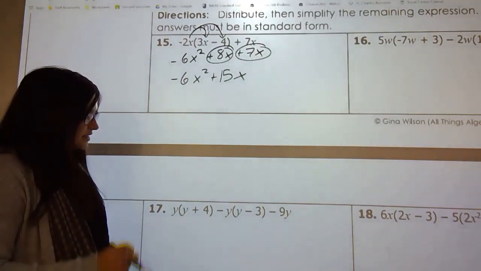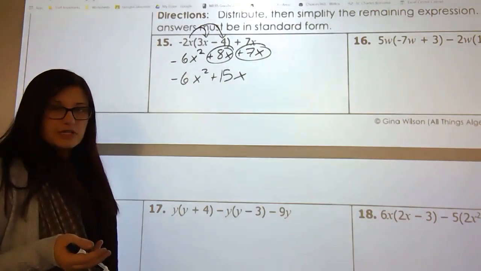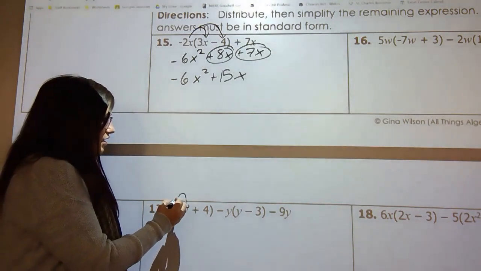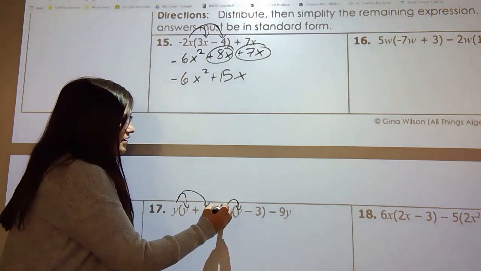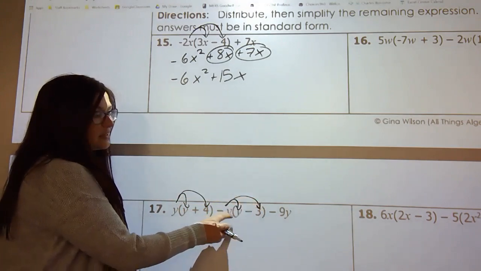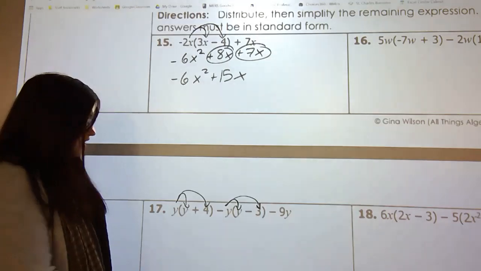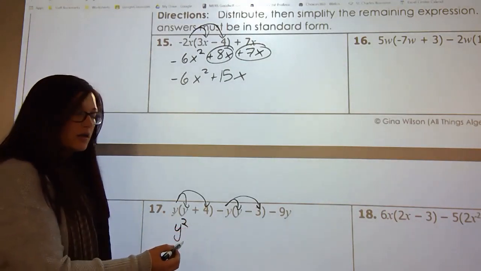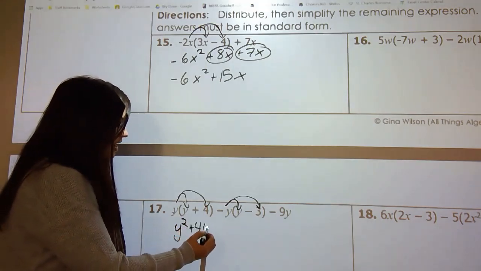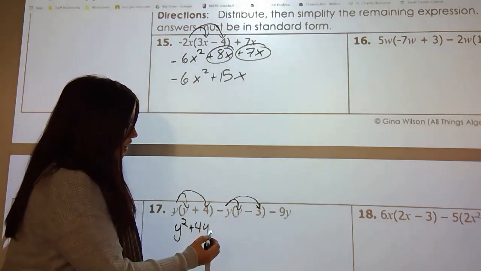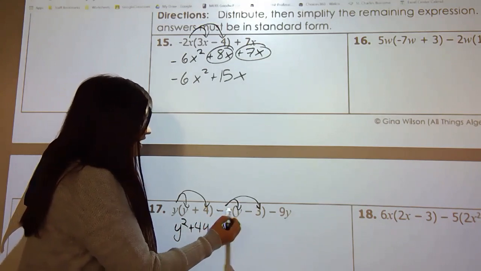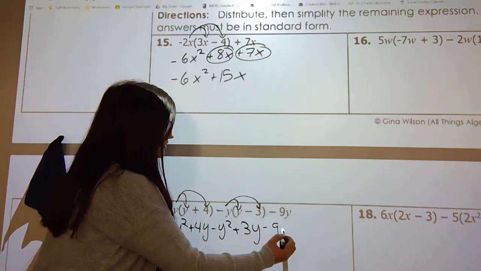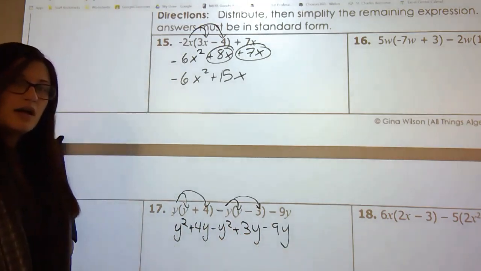All right, 17. I've got a couple sets of parentheses. There's nothing I can do inside of them, but I can distribute to eliminate that multiplication going on. Now, be careful with the second one. You notice this is a negative y, so don't forget to multiply with that negative sign. So I have y times y is y squared. Y times 4. How do I write y times 4? 4y. Negative y times y is negative y squared. Negative y times negative 3 is a positive 3y minus 9y, okay?